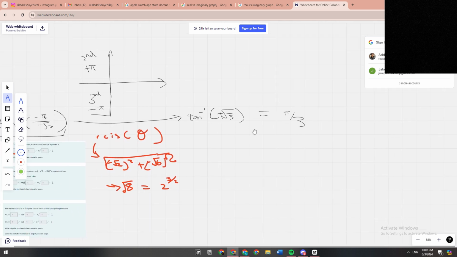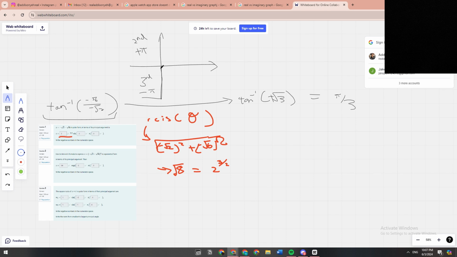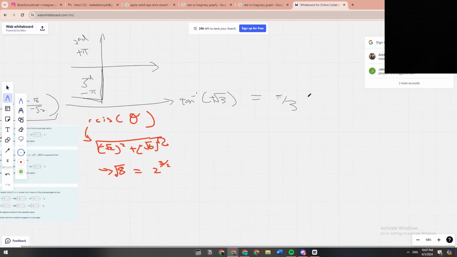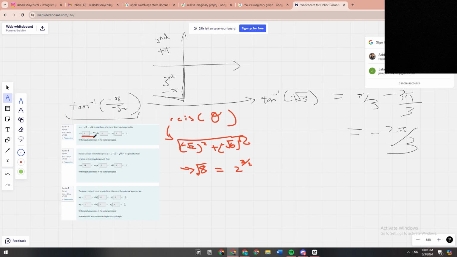So I'm like, what the hell? And I realized since it's in the third quadrant, because it's negative y, negative x, you minus pi. So once you minus pi, you get negative 2 pi on 3, and boom, tick tick.